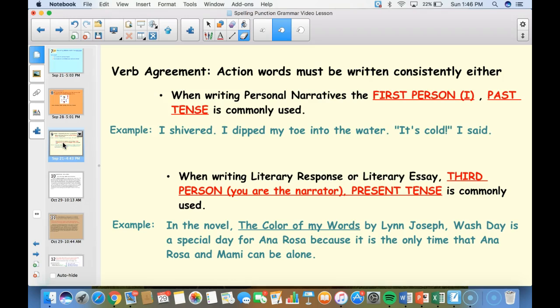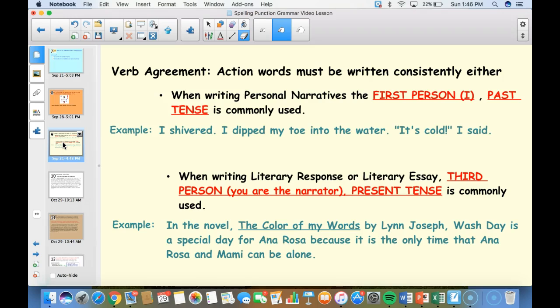So verbs are action words, and when you write, your verbs must be consistently in the same verb tense. That means whether they're in the past or the present or the future, they have to be written in the same verb tense.